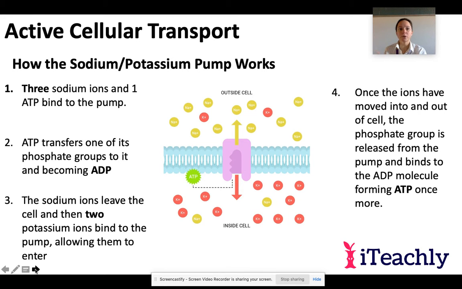So let's look at this in a little more detail. Three sodium ions and one ATP bind to the pump. When that happens, it's going to allow this side to open. It acts as a gate, and see how this is gated so the sodium can't go through. The ATP is going to allow that to open.